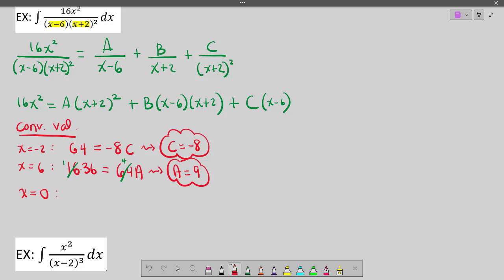The left-hand side becomes 0. Let's see what the right-hand side becomes. So plugging in 0, we get 4a. Plugging in 0 here, we're going to get negative 12b. Plugging in 0 here, we get negative 6c.